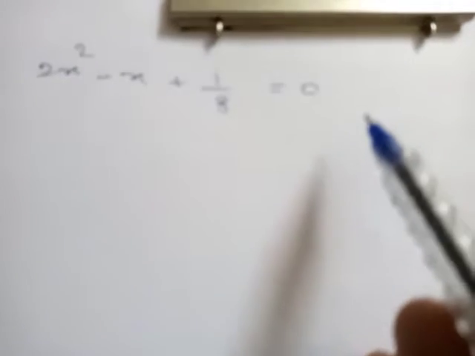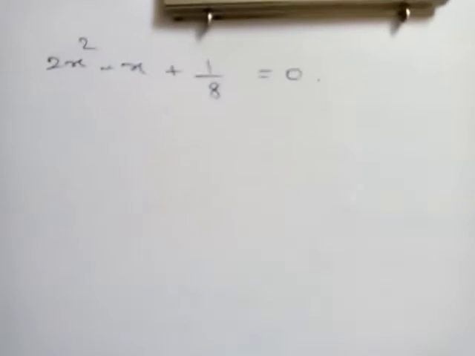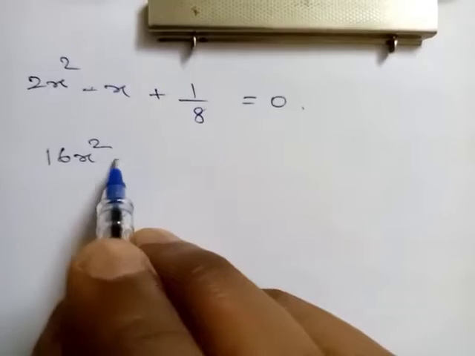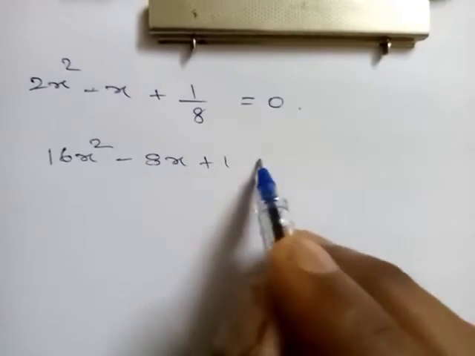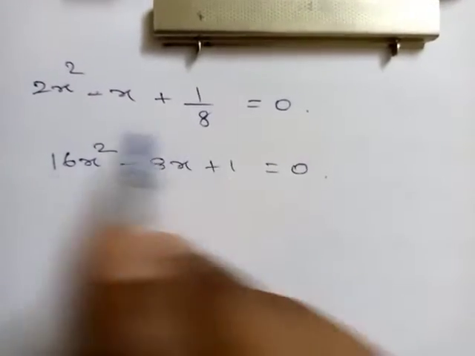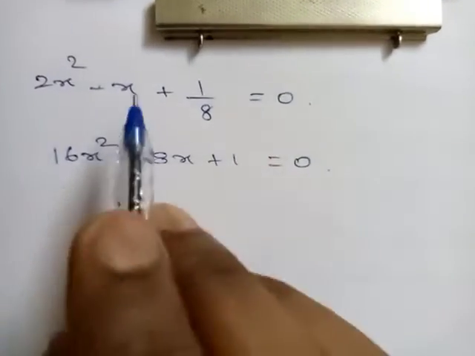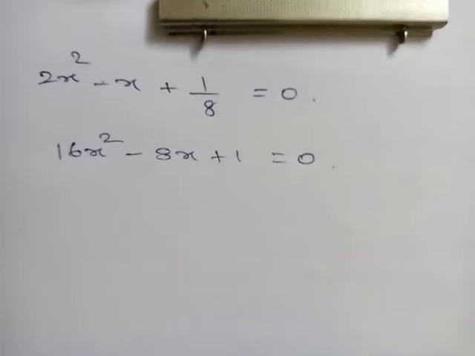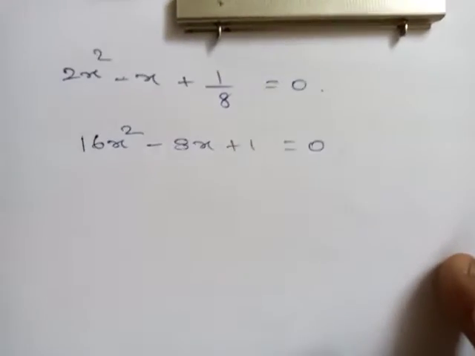See that fifth sum: 2x square minus x plus 1 by 8 is equal to 0. Like this they have given. So denominator 8 is there, right? So I am just multiplying by 8. Denominator 8, so multiply by 8 means what will you get? 16x square minus 8x plus 1 is equal to 0. Now you just follow the same procedure. So the factorization method is over.